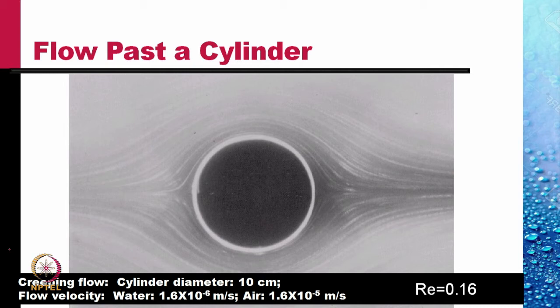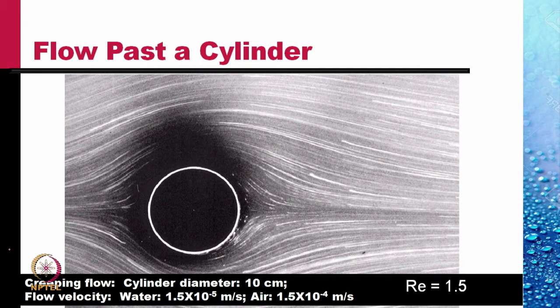You would notice there is very little asymmetry in the flow, left, right, forward and backward. As we increase the flow velocity, for water, the speed comes to now 15 micrometers per second. For air, that would be 150 micrometers per second. On a cylinder of diameter 10 centimeters, you can see a marked asymmetry in the flow. Now the flow is from left to right. There is a stretching of the flow towards the right. This asymmetry is a common phenomenon.